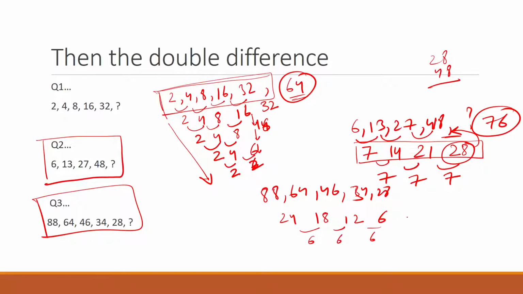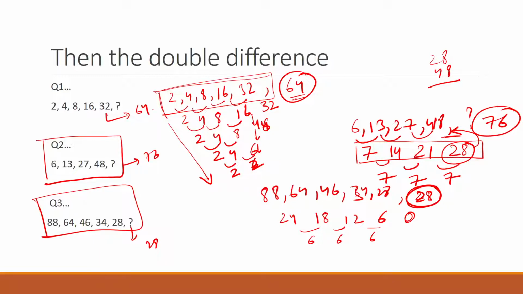So what would be the next difference? 6 minus 6, that will give me 0. So the next term is also 28, same as the previous term, because the difference now becomes 0. So here the answer is 28. Here it was 76, and here it was 64.